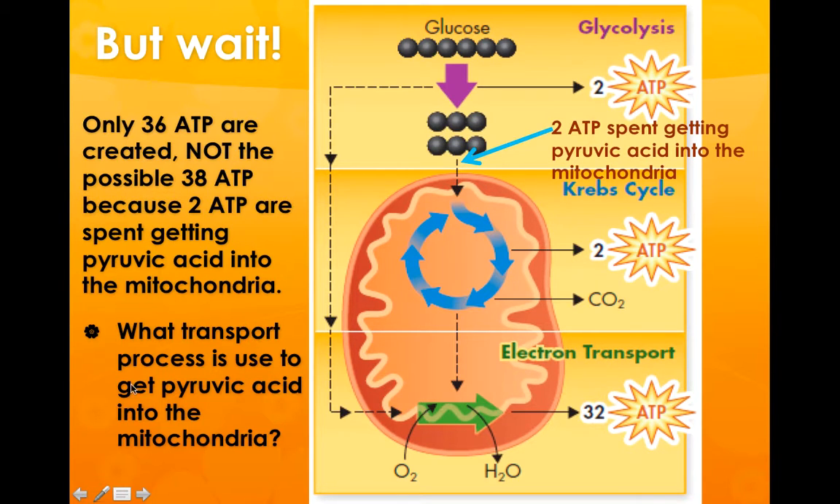So the transport process that is used to get pyruvic acid into the mitochondria is active transport because it requires ATP. So we subtract that 2 ATP from the 38 possible ATP produced to give us a total of about 36 to 38 ATP being produced on the electron transport chain.